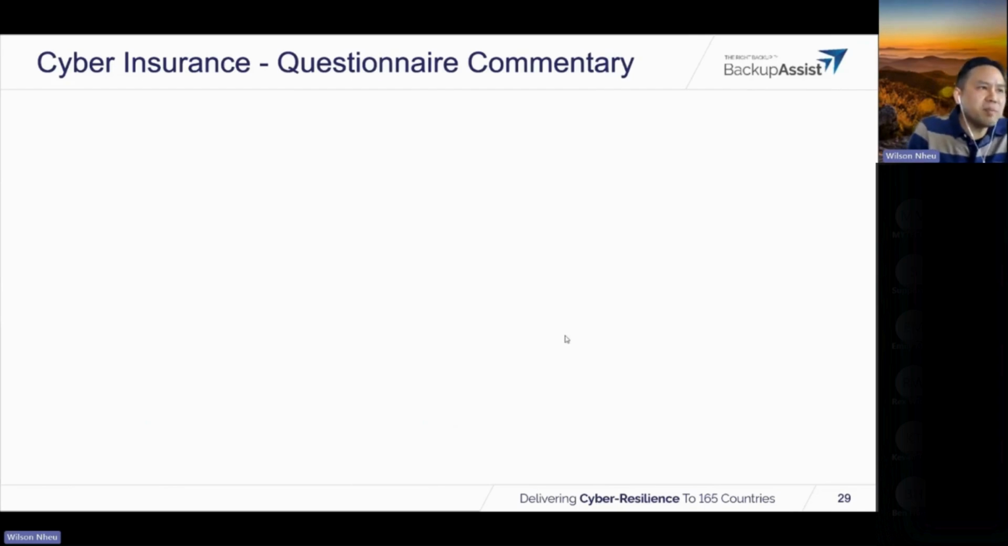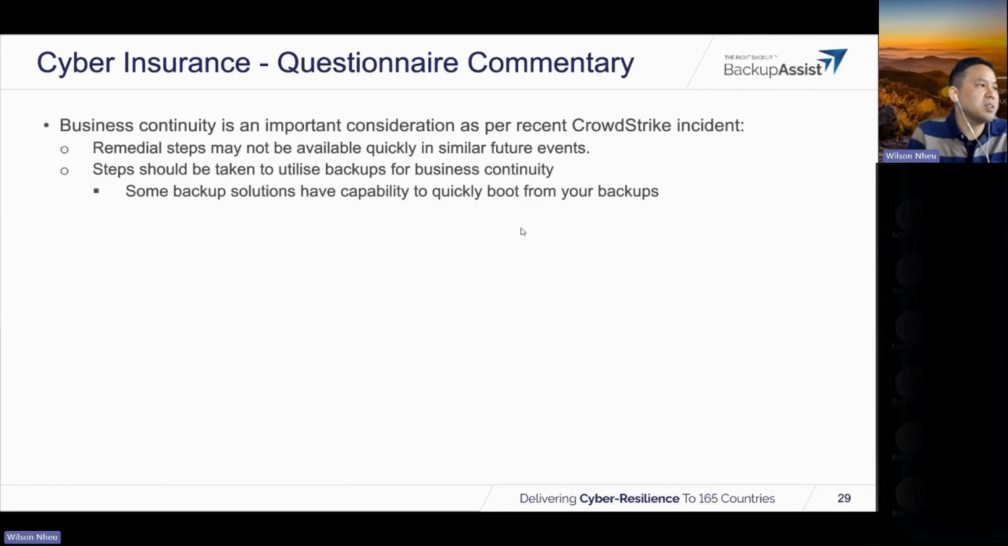Okay, so just a bit more commentary about the questions I presented earlier. One of the things that we talked about a lot is that business continuity is an important consideration. As per the recent CrowdStrike incident, the remedial steps came out very quickly, within hours, right? But that might not be the case in the future. For example, there could be a situation where it takes days before you get a patch or a fix or steps to fix the situation.